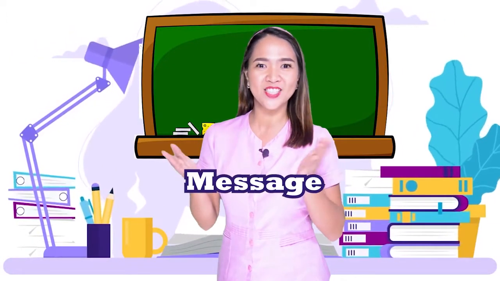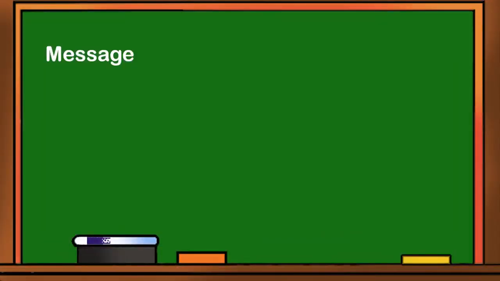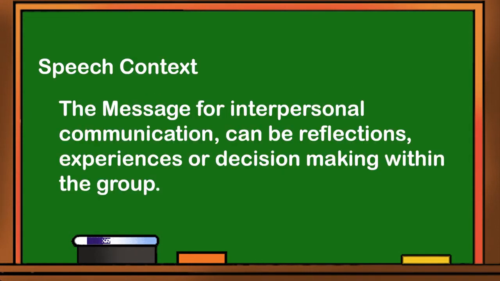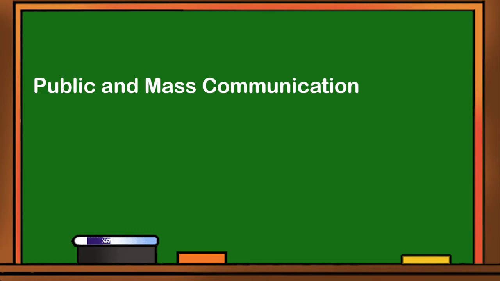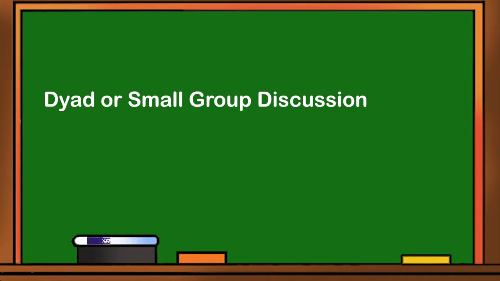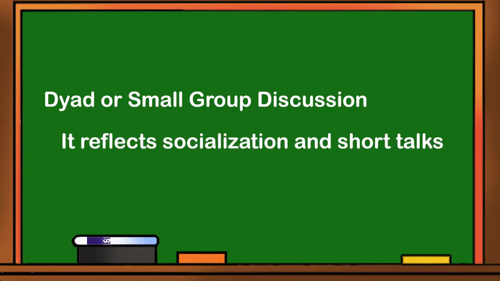Another communication shift that affects the communication process is message. Message is the core concept of interaction. When the speaker is able to answer all questions and when the message is transmitted across, then the communication is successful. For speech context, the message for interpersonal communication can be reflections, experiences, or decision making within the group. But for public and mass communication, it reflects national and general issues concerning the community. For example, in dyad or small group discussion, it reflects socialization and short talks.